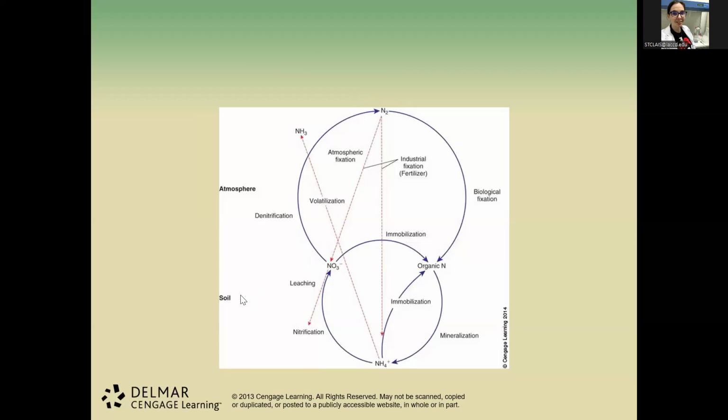Now, ammonia, as opposed to readily leaching, also has the property of being easily volatilized. So it is possible that some nitrogen in the form of ammonia will leave the soil by volatilization, and it will be lost that way. Okay, we also can have the industrial fixation, which is how fertilizer is made. And you can read about that process of how the diatomic nitrogen is then made and fixed into fertilizer.